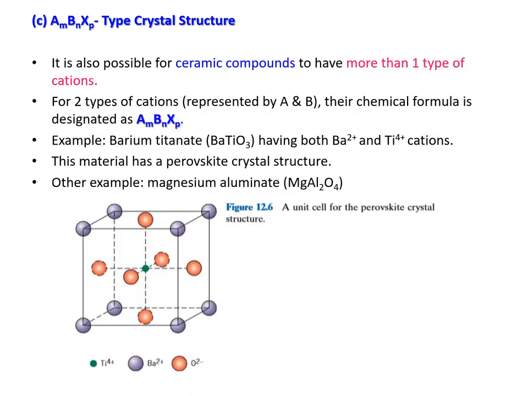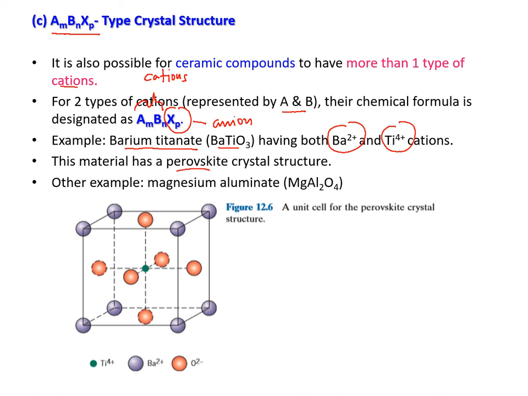The third ceramic crystal structure that we are going to review is what we call the AMBNXP type crystal structure. So it is also possible for ceramic compounds to have more than one type of cations. In this crystal structure, two types of cation represented by A and B, their chemical formula is designated as AMBNXP. So these two, A and B, are the cations, and X is the anion. For example, barium titanate with chemical formula of BaTiO3, having both barium 2+ and titanium 4+ cations. This material has a perovskite crystal structure.